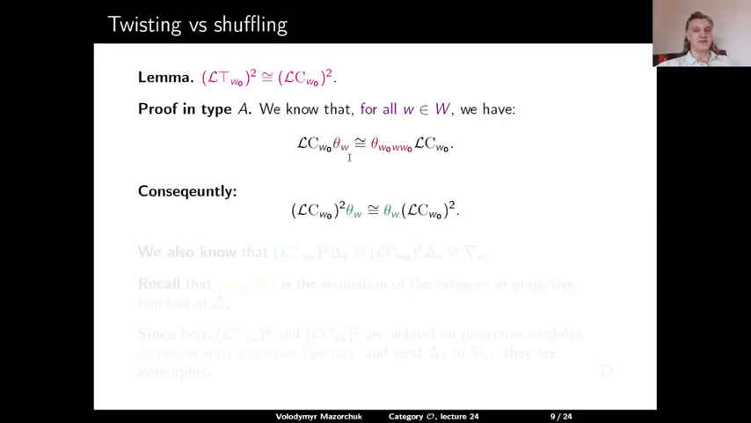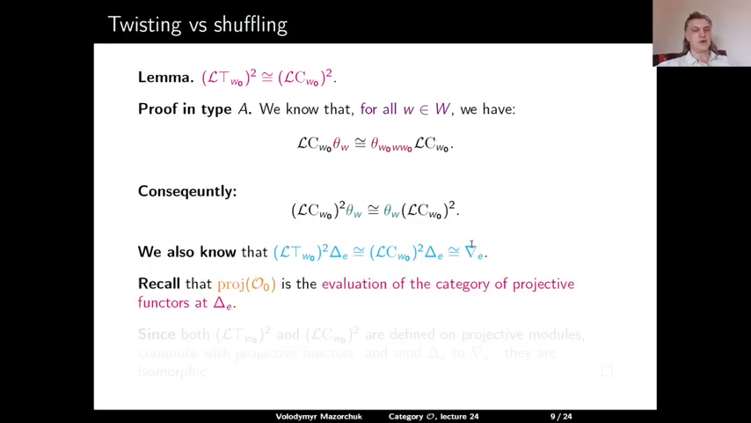From this it follows that the square of the left derived of the W0 shuffling commutes with all projective functors. And we also have seen that the square of the left derived of both twisting and shuffling by W0 maps the dominant projective module delta E to the dominant injective module nabla E. And we also recall that the category of projective objects in O0 is the evaluation of the category of projective functors at this dominant object delta E.